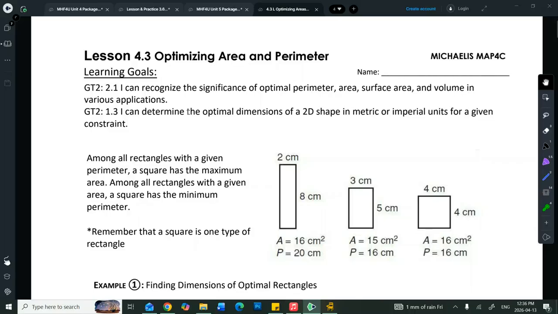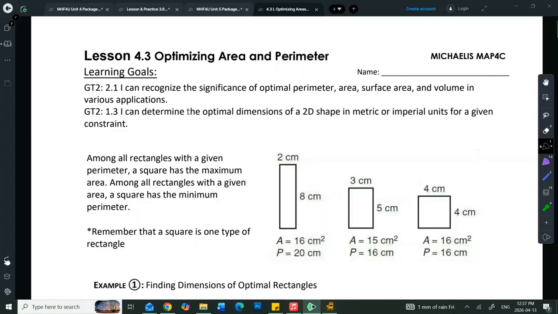Versus using a ton of fencing and then not getting as much area out of something that you would want. So this whole thing is about optimizing certain dimensions so that you can use minimum amounts of materials and things like that. So we're going to talk about optimizing area and perimeter, so basically 2D shapes today.